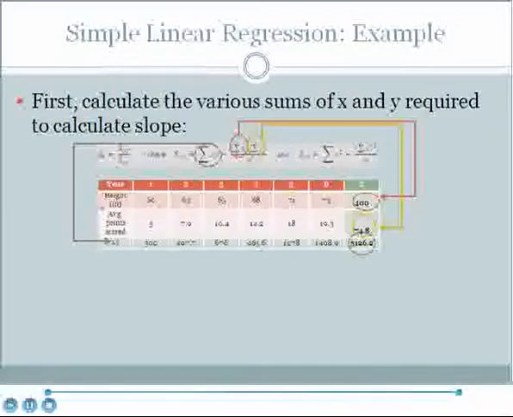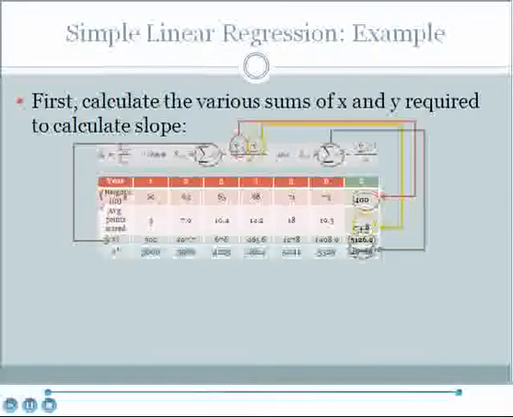Now calculate the sum of the product of x and y. This is the sum of the products of the height in inches and the average number of points scored in the corresponding year. The sum of all of these products is 5,126.2. Next, calculate the sum of x squared. This is the sum of the height in inches for each year squared.